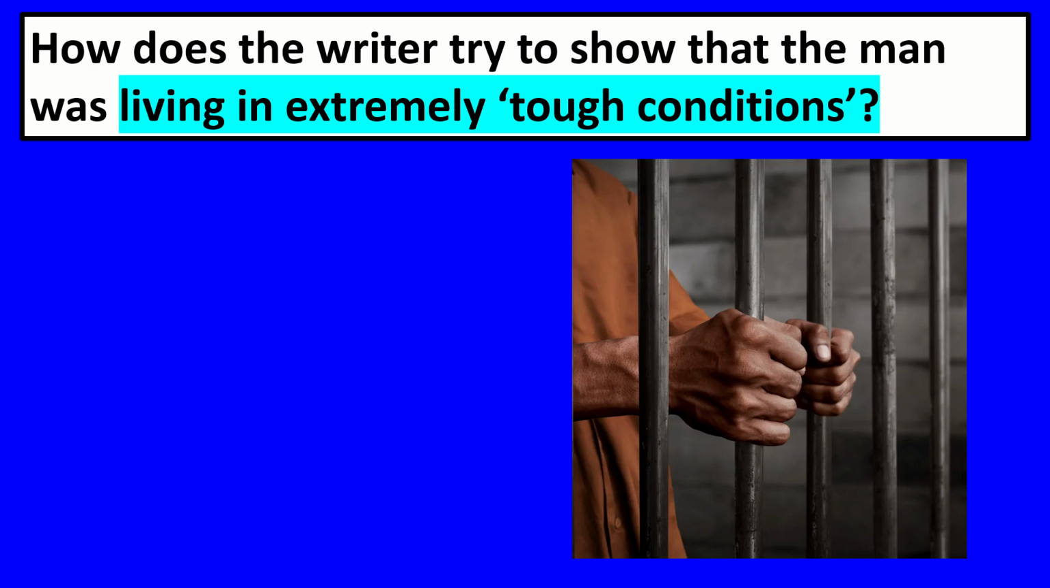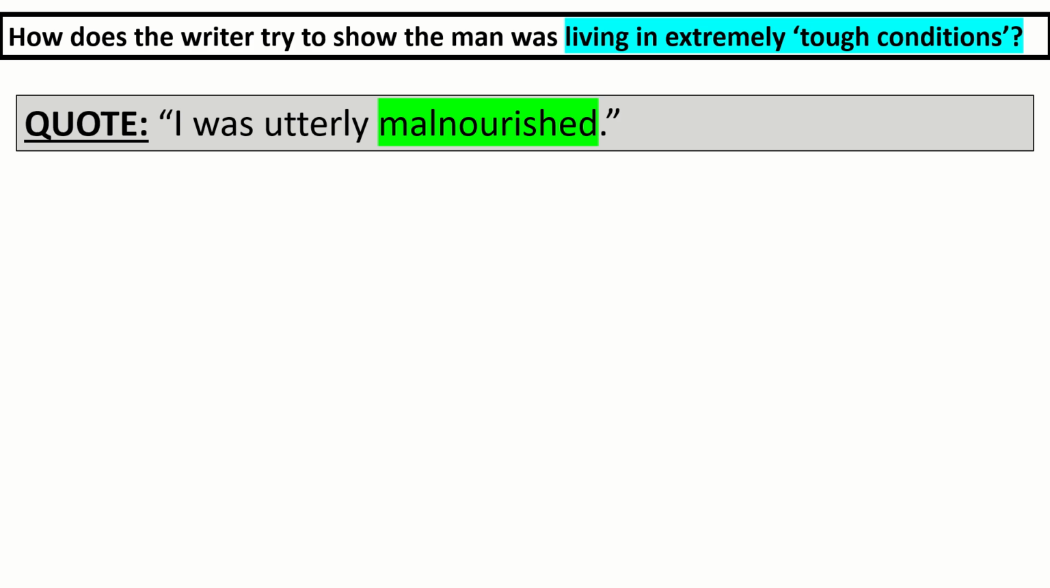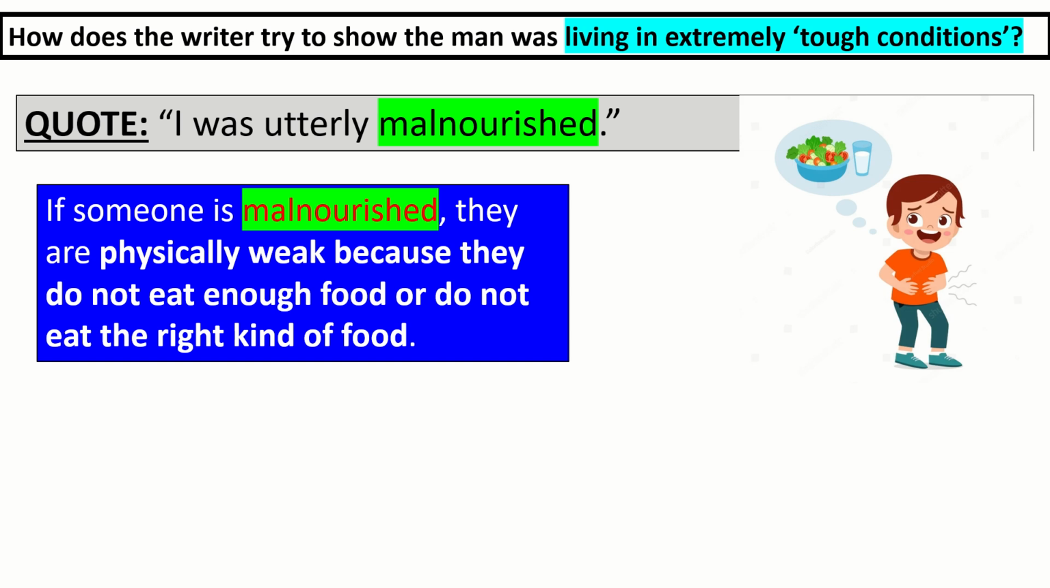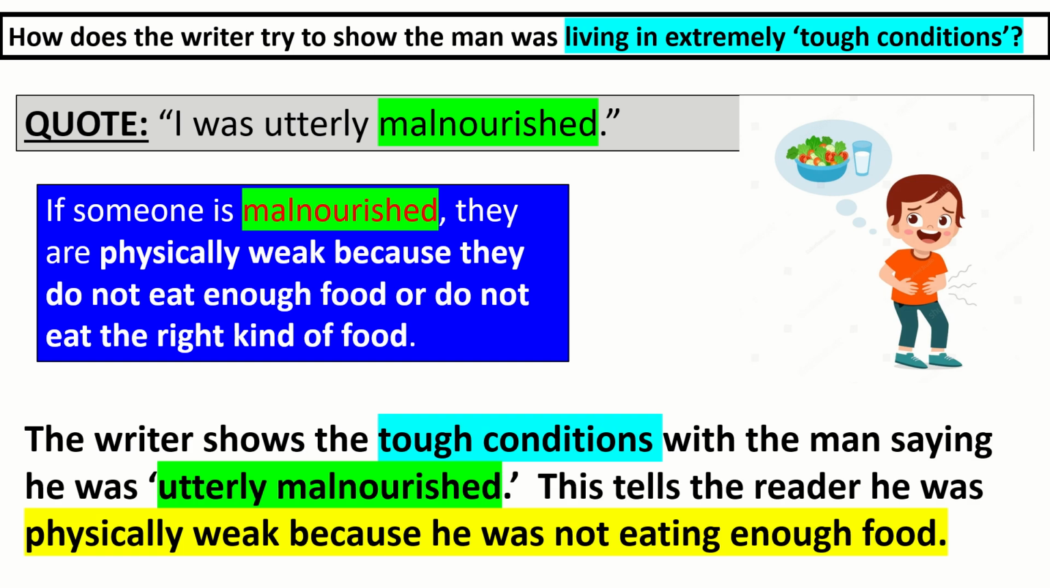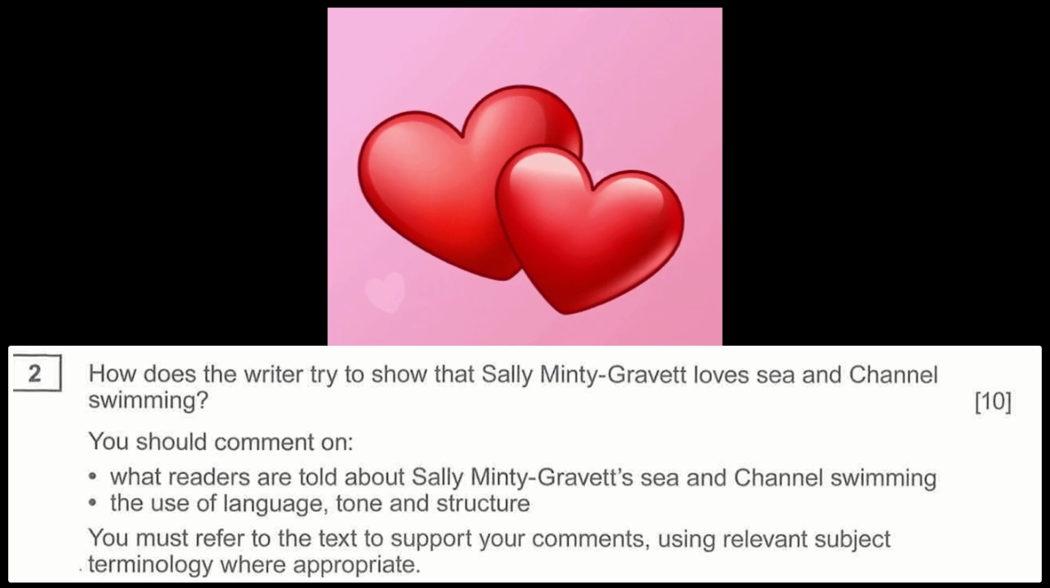Again, if it was about how does the writer show that men living in prison lived in tough conditions, and the quote was, I was utterly malnourished. What does that word mean? Well, it means you're physically weak because you don't have enough food or the right kind of food. So again, show your answer, then give me an explanation. Nice and simple. So your one was, how does the writer show that Sally loves sea and channel swimming?